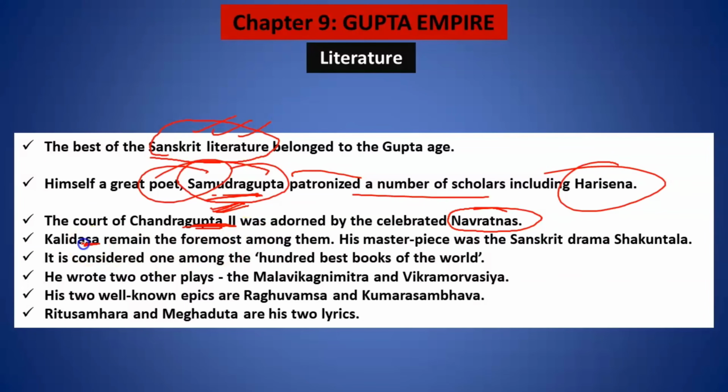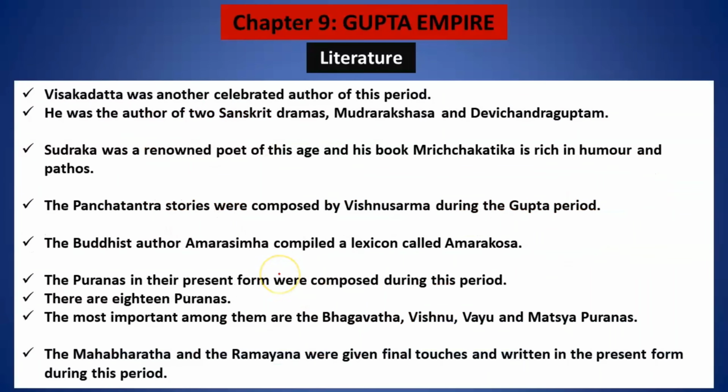Okay. Kalidas was very important among them. And his Sanskrit drama Shakuntala is a very, very important masterpiece. This is considered as one of the best books among the 100 in the world. All right. This is about the other two plays that he had written. And a very important thing here is the names of the other two epics, the Ritusamhara and Meghaduta, which are lyrics. These are very important. All right. This is about the literary sources.